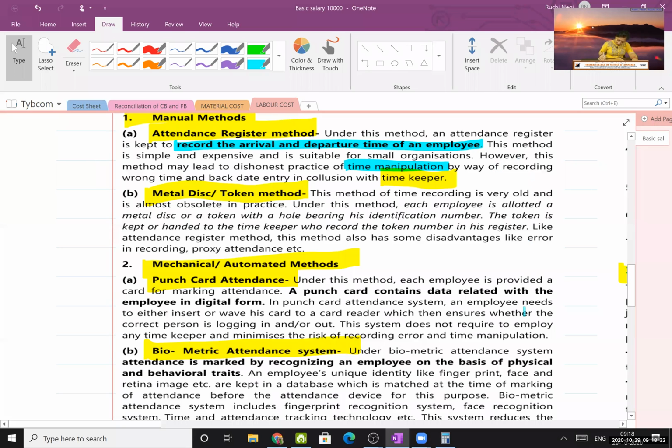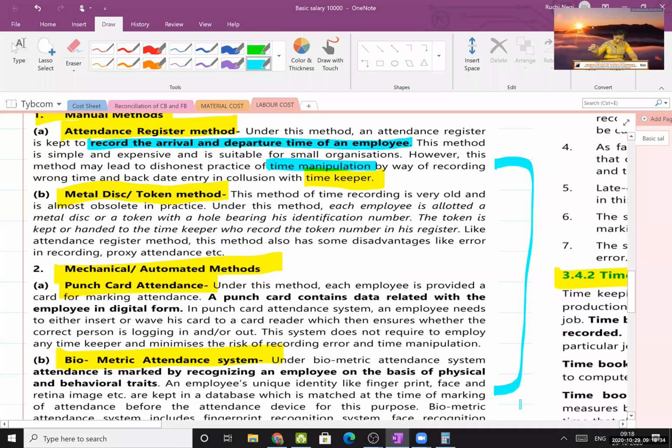So this method can be combined with this method here, biometrics. Some people keep a combination method in their organization. I mean, they keep the attendance register also and they keep biometrics also. So that depends on the organization, which practice they want to follow.